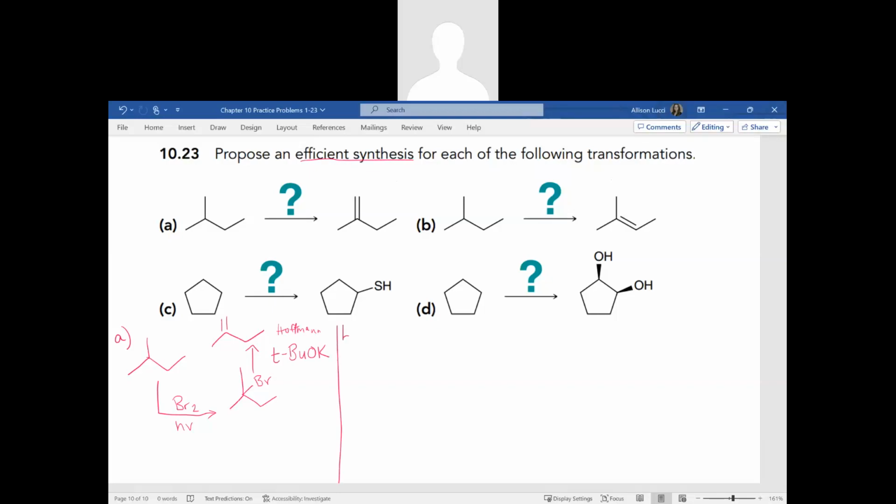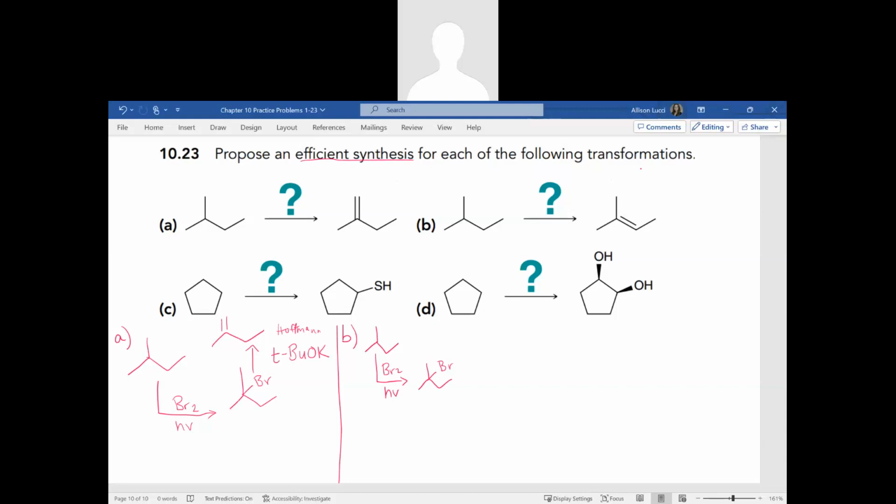Let's take a look at B. We have our same starting material, that alkane, and we need to get to the same spot here, a double bond, an alkene. But we're going to follow a different pathway at the end. We could brominate or chlorinate. We could do either. We could use Cl2 as well to create a chlorinated tertiary alkyl halide. So we could use Cl or Br here. Either one is fine. Here, let's stick with bromine since that's what's written in as our reagent.